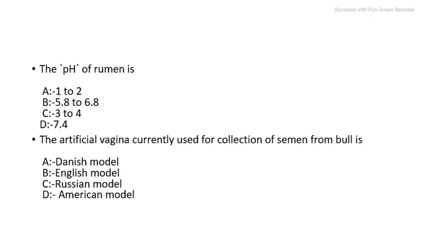Next question. The artificial vagina currently used for collection of semen from bull is called? Option A Danish model, option B English model, option C Russian model, option D American model. So the correct answer is option A, that is Danish model is the artificial vagina which is currently used for the collection of semen from bull.